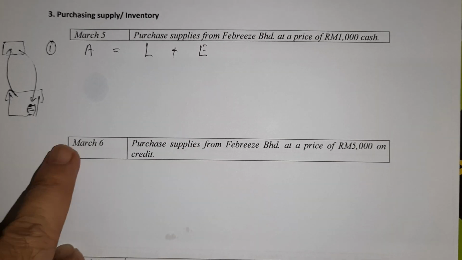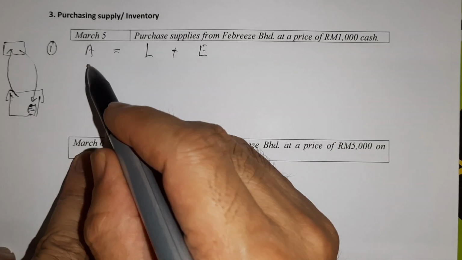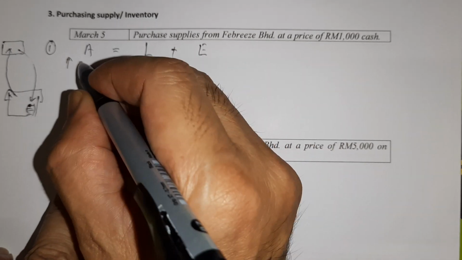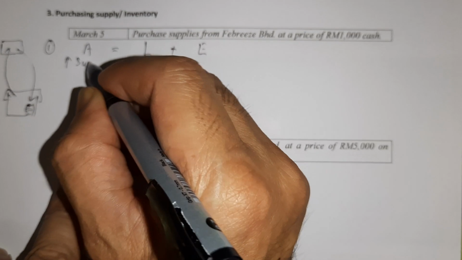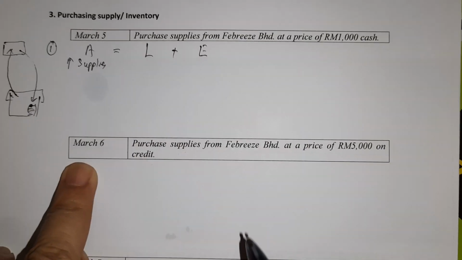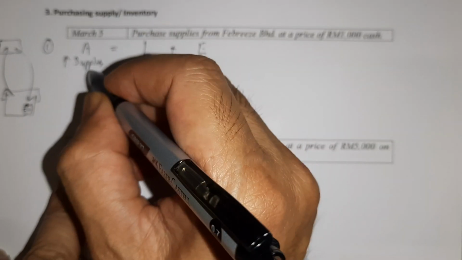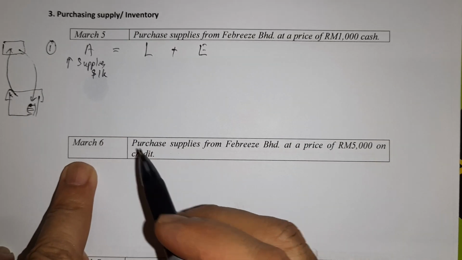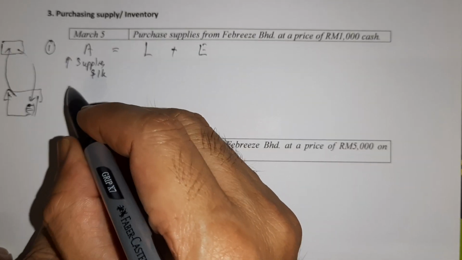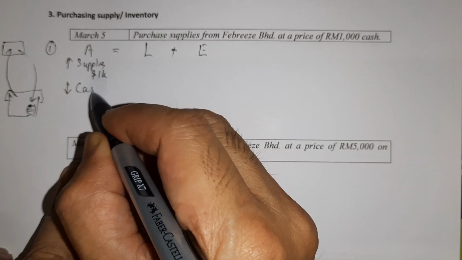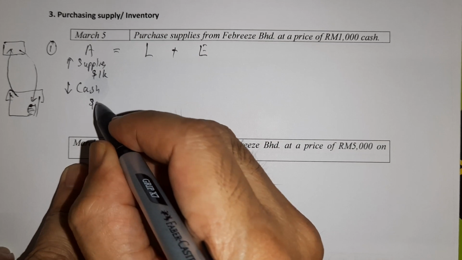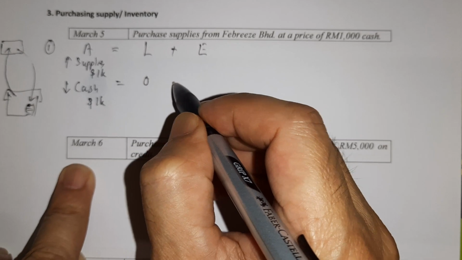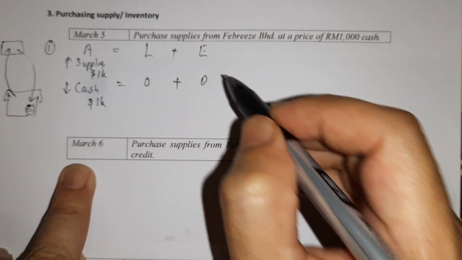So what happened to the asset? First, for this transaction, the asset supplies increase. There is an increase in asset supplies. The amount is $1,000. At the same time, the business pays cash. So there is a decrease in asset cash. The amount is also $1,000. Is there anything happen to the liability? No. Nothing happened also to the equity.